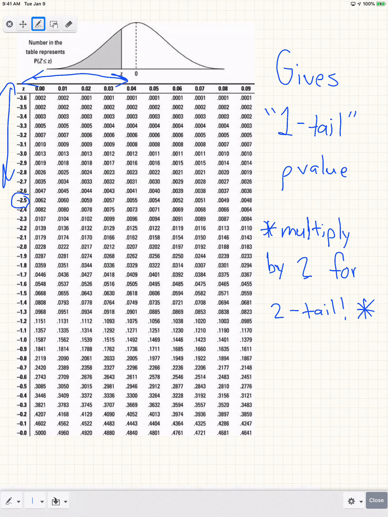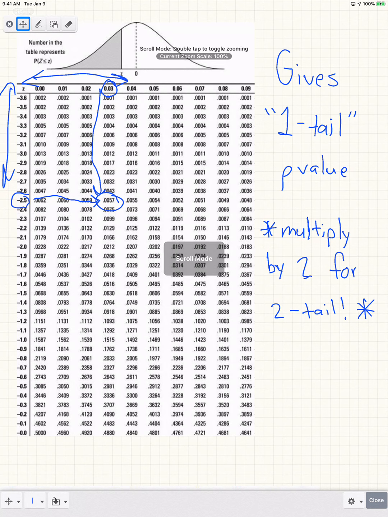So we have negative 2.53, and you can see I circled that 0.03 because that 3 is just representing the final number in my calculated z-test statistic. It's really as simple as finding your negative 2.5, combining it with the 3, and going over until you meet right in the middle where both of them are, and that's going to be your p-value.